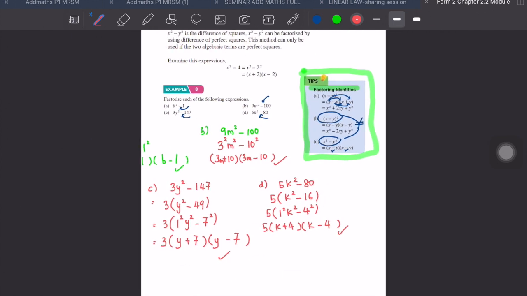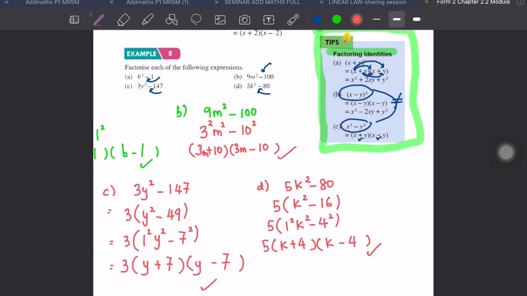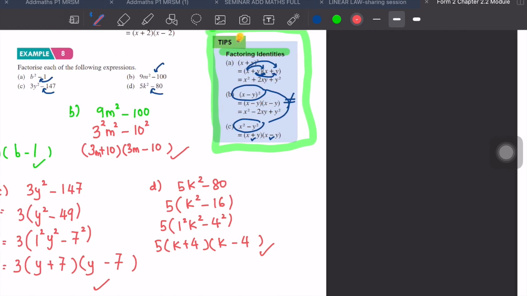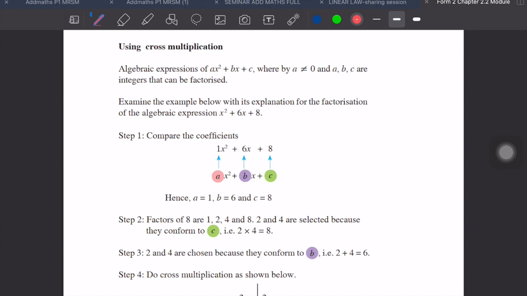Okay, kalau masih kurang jelas, boleh rewind balik video ni. Tengok lagi, tengok dan tengok sampai faham. Kalau tak faham juga, boleh message saya. Okay. So, I hope everything's okay. Okay, we proceed to the next method, by using cross multiplication.